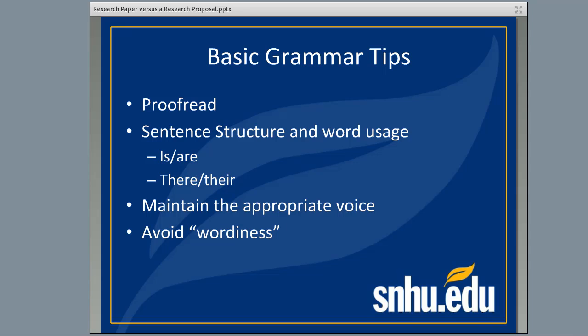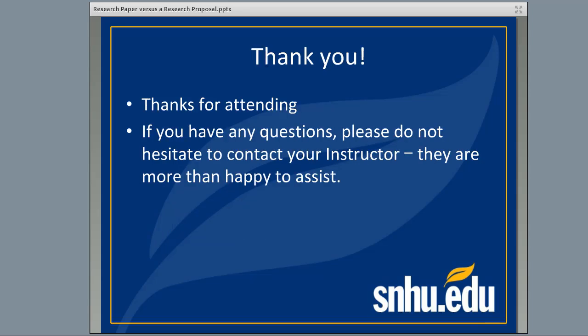Sentence structure, you want to make sure that you do focus on maintaining that appropriate structure and also look at your word usage, things like is, are, there. Those little mistakes that we can sometimes just make unknowingly. You also want to maintain the appropriate voice and avoid wordiness within your work. It's very important to be clear and concise in stating what you intend to state within your writing.